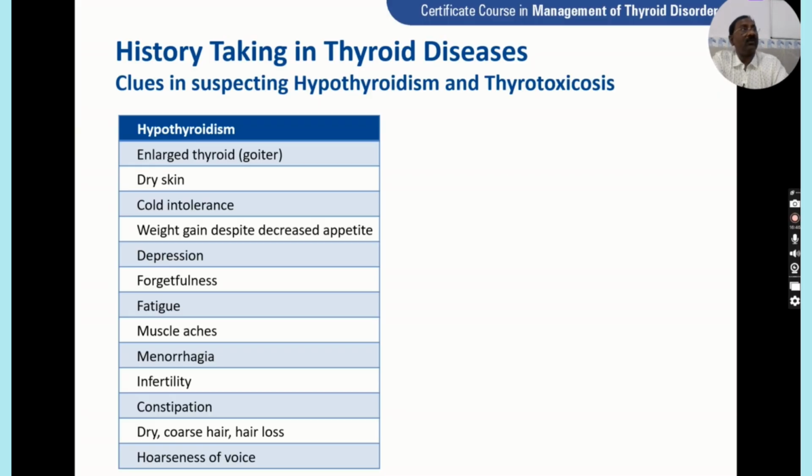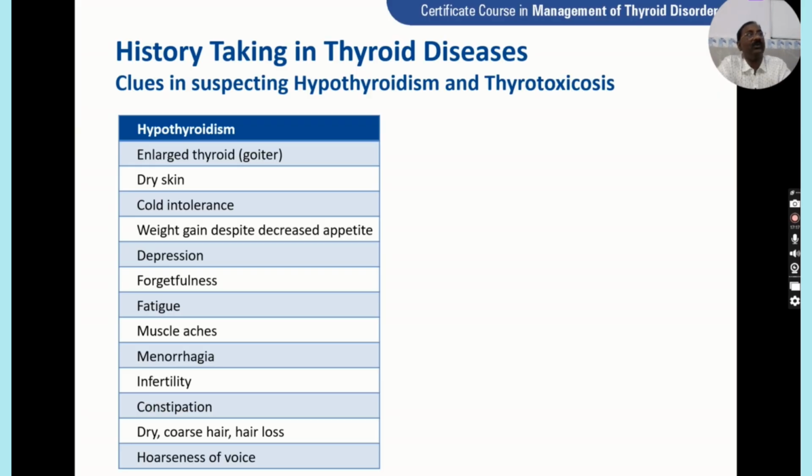It's very common in Araku area, Paderu area, and also in the Himalaya areas, where there is iodine deficiency in the water and iodine deficiency in the soil. So the enlarged thyroid is the goiter. And hypothyroidism people will have dry skin, cold intolerance, and they gain weight, so obese, despite decreased appetite. Even though the appetite is low, they increase the body weight because of the hypothyroidism.